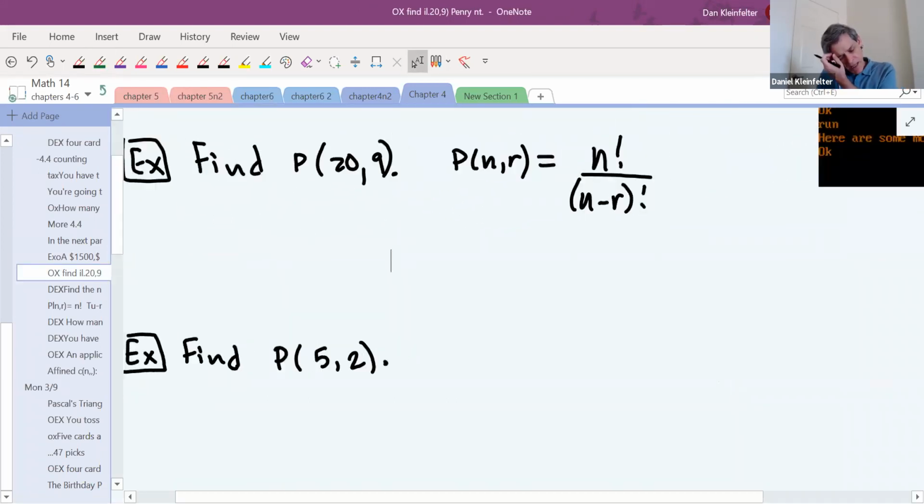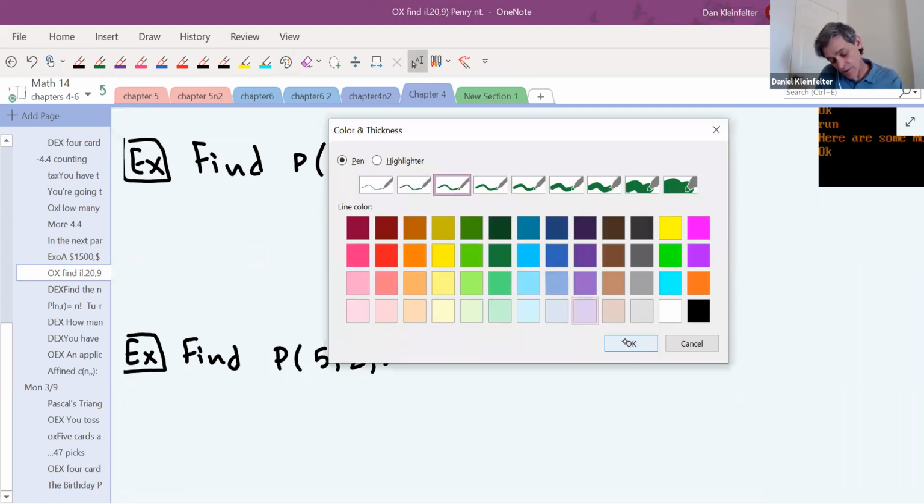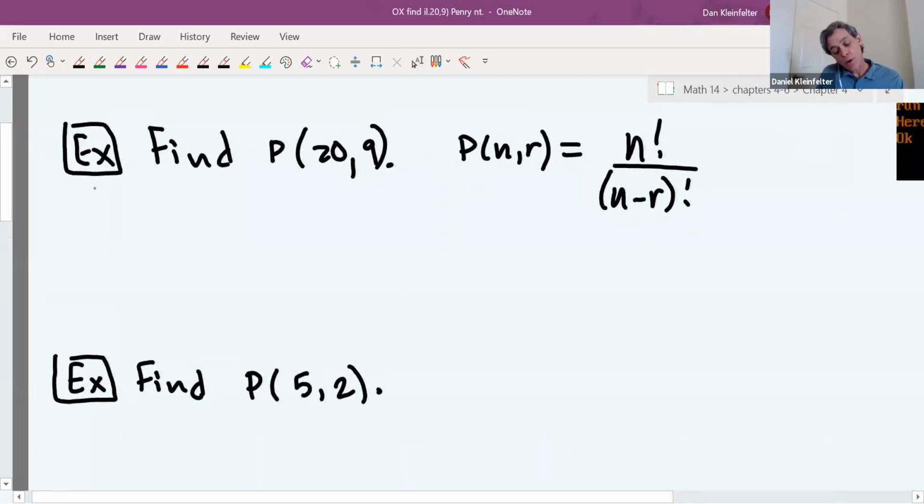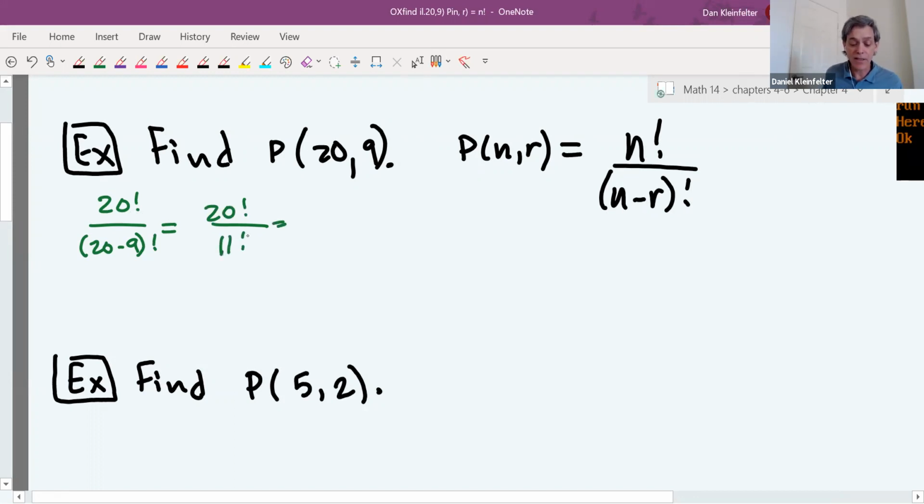We want to find P(20,9). So you can use a calculator for that if you have a calculator that will do it. Otherwise, we're going to do it by hand. So that is going to be 20 factorial divided by 20 minus 9 factorial. I've repeated the formula up here for your reference. Some of these factorials get really big, so you're going to run into some large numbers calculating these things, okay?